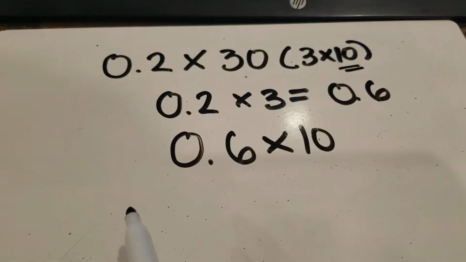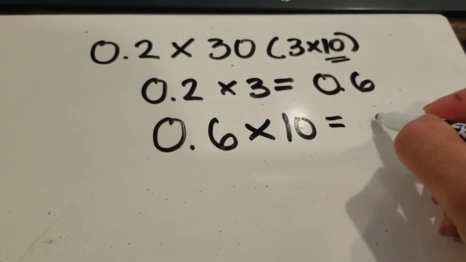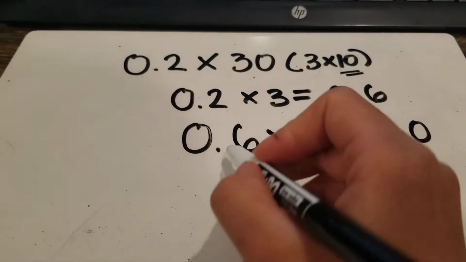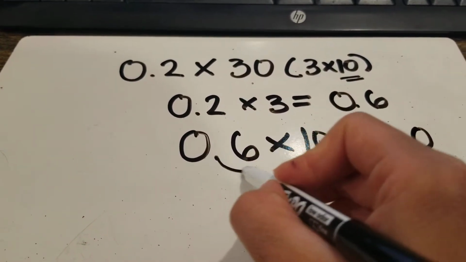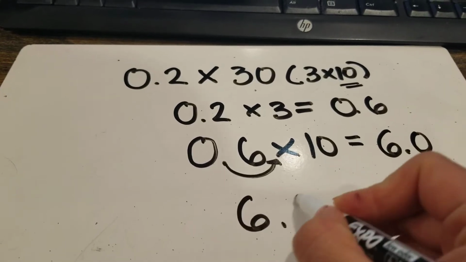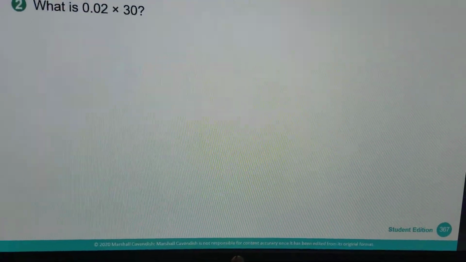Then I'm going to multiply that, the 0.6, times my 10, right? Times the other part. So if I had 6/10 10 times, I would have 6 wholes, right? So we remember that we're moving over the decimal place once because we're multiplying times 10. So I have 6. Okay? So let's continue the next problem, which is very similar.